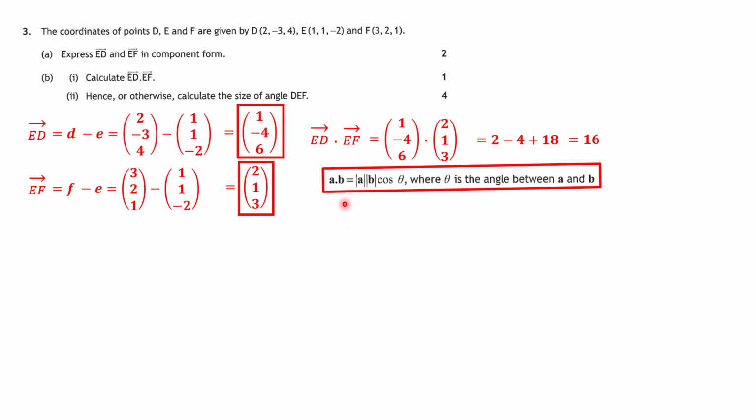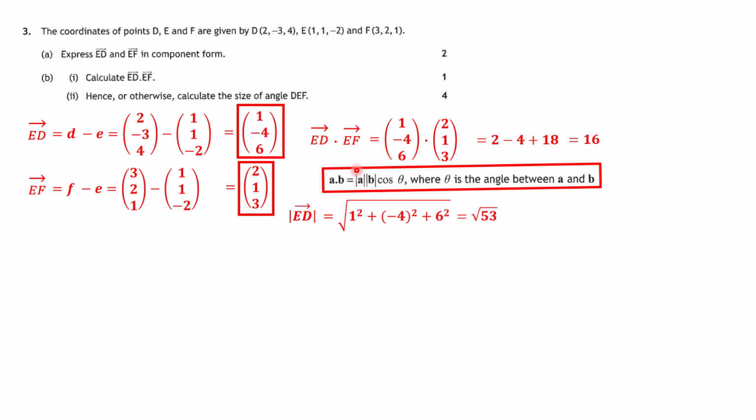Now the formula sheet gives you this. A dot B, the dot product, is also equal to the magnitude of A times the magnitude of B times the cosine of the angle between these 2 vectors. So we need to find the magnitude of the 2 vectors ED and EF. How do we do that? We take the components of the first vector, square them, and then add them, and then take the square root. So it's going to be 1 squared plus minus 4 all squared, and then 6 squared. So 1 squared is 1, minus 4 squared is 16, 36, 36, 16, 52, and 1's 53, so that's root 53.